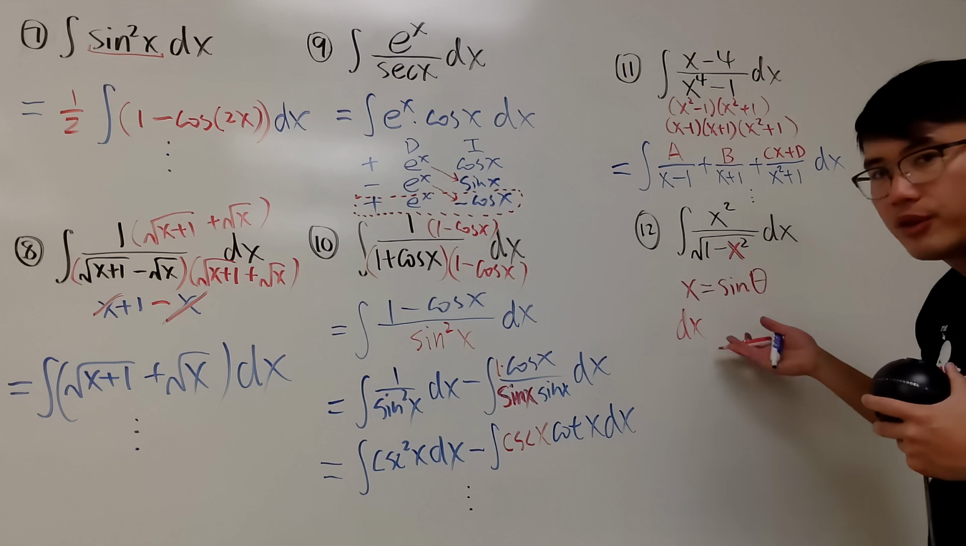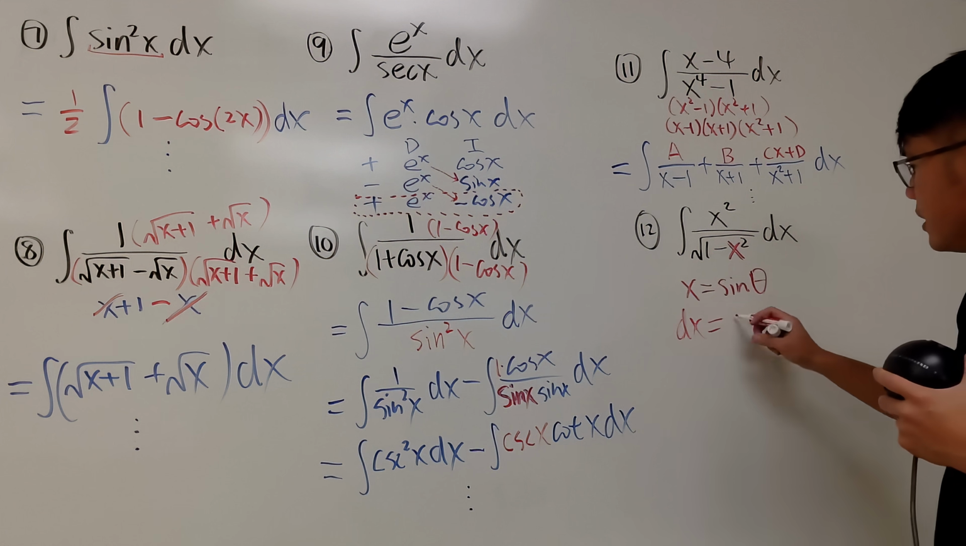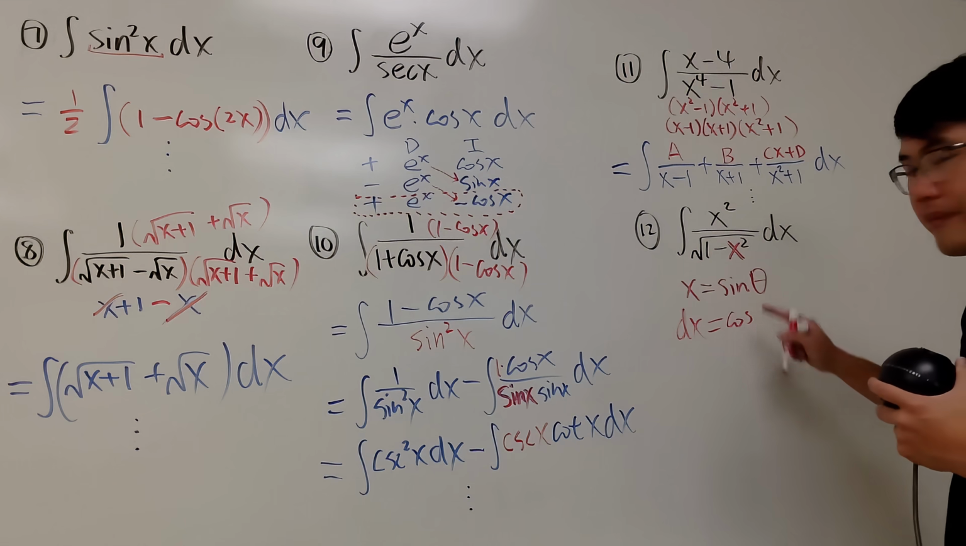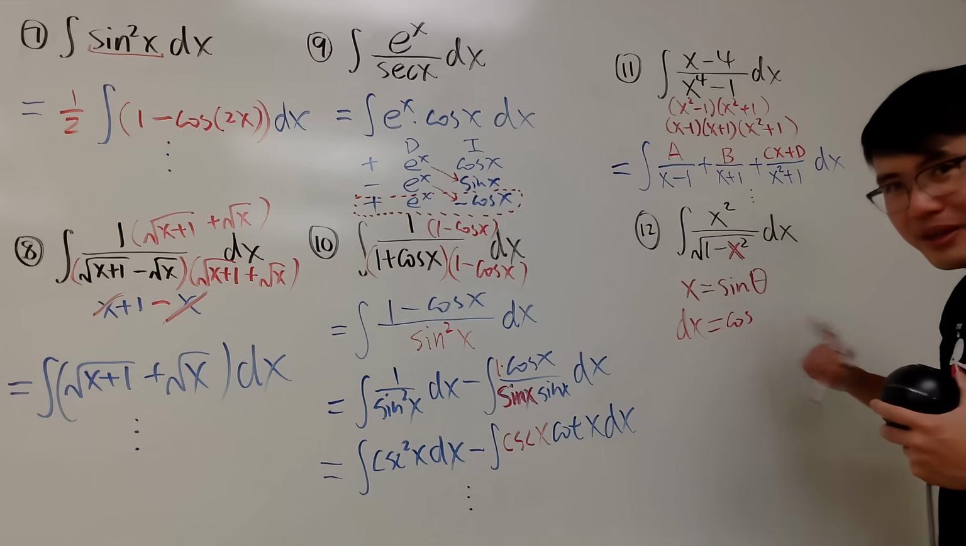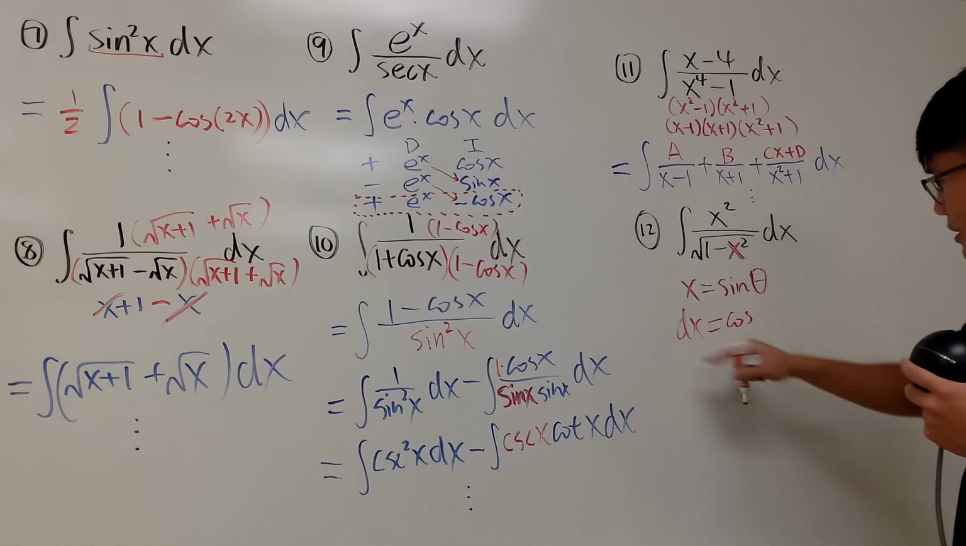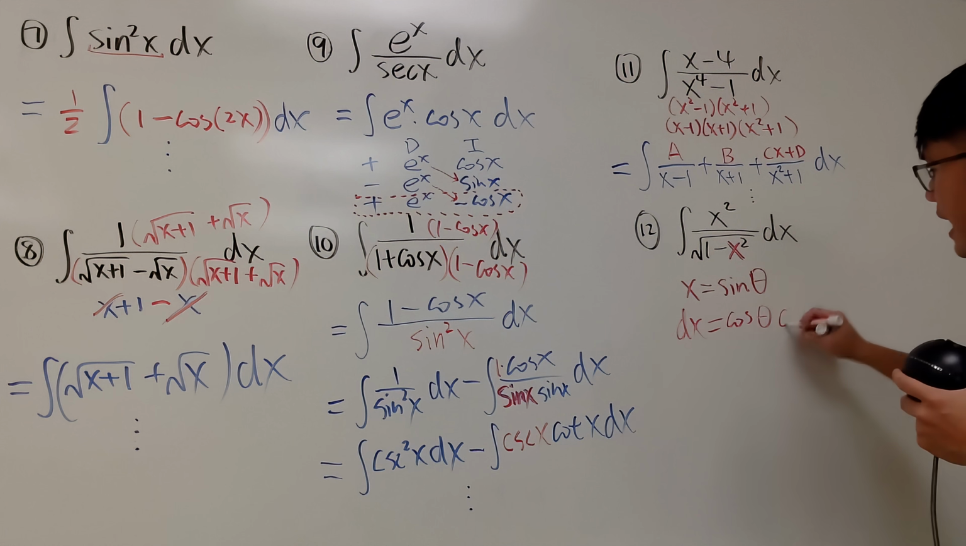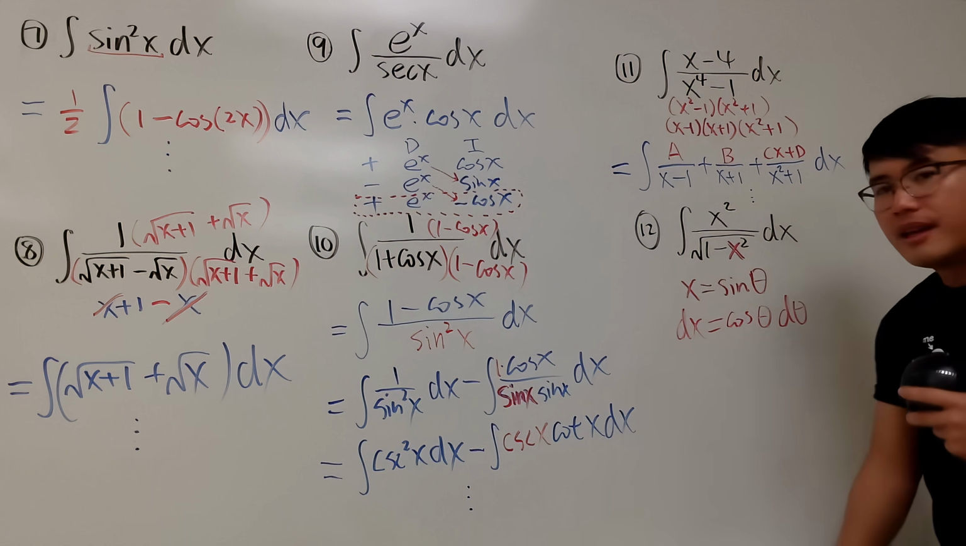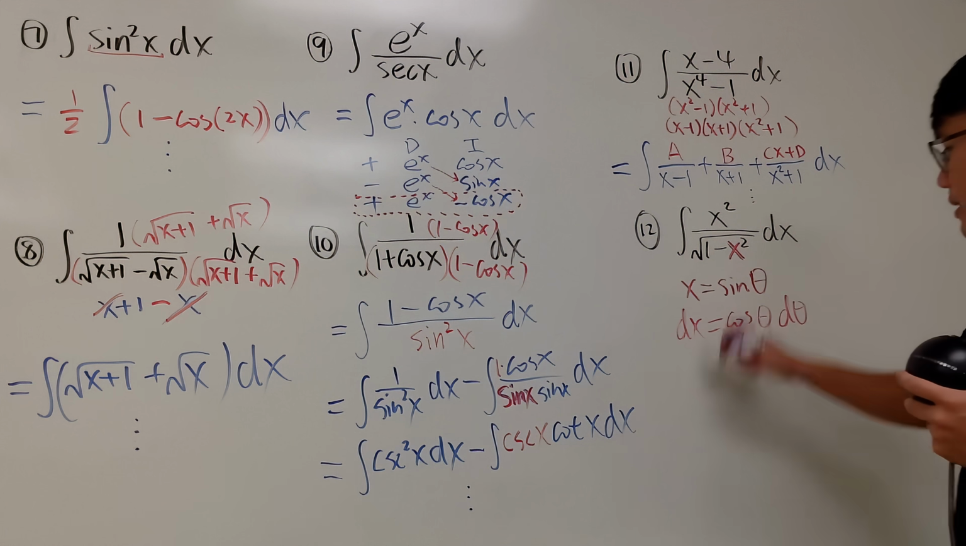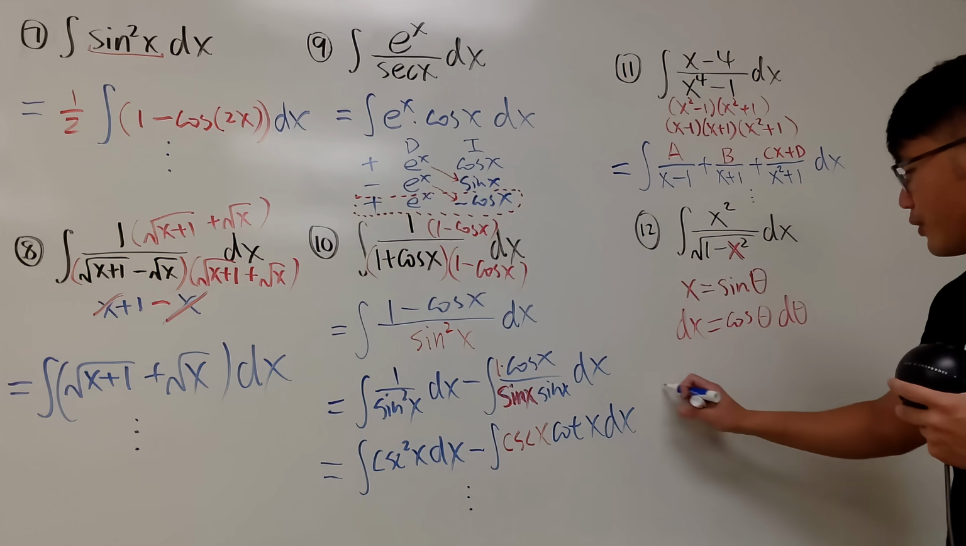So I will have to differentiate this on both sides. So I will get dx to be the derivative of sine theta. You are doing the derivative right here, okay? Not the integral. So from here to here, it's just the derivative. You get cosine theta d theta. And that's pretty much it. But I think I'll work this out for you guys, have some more space.